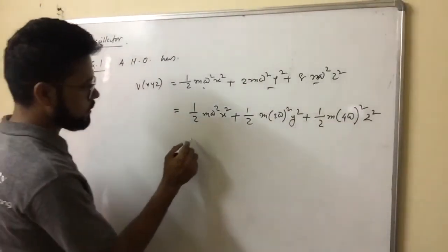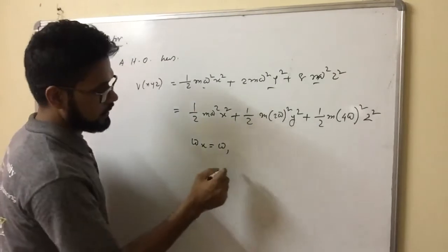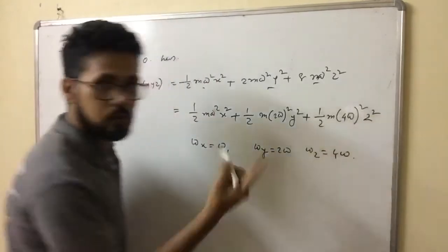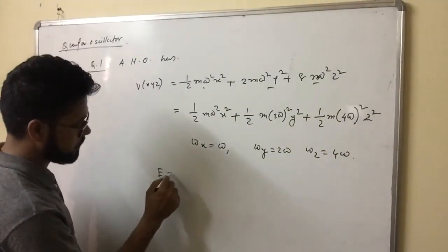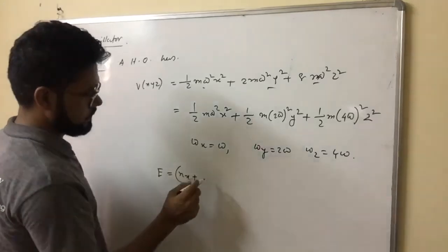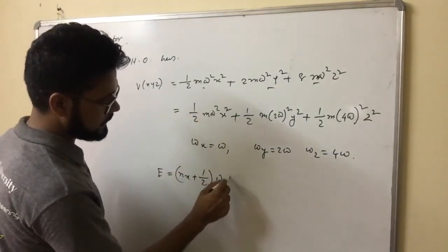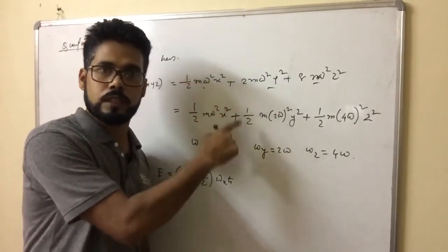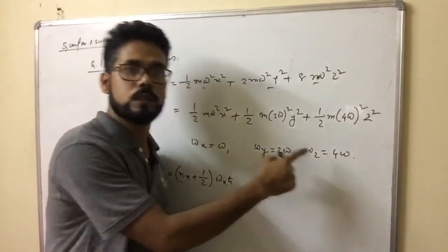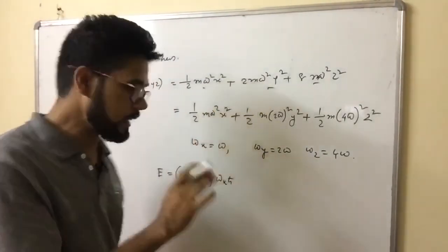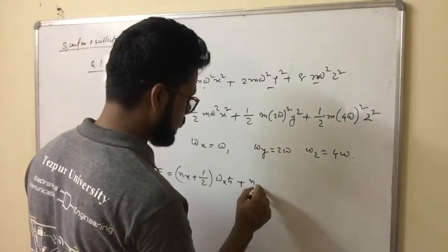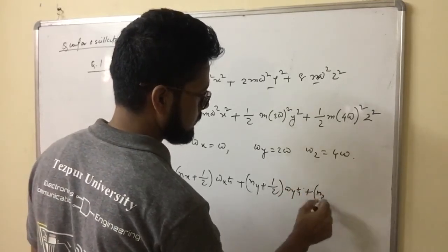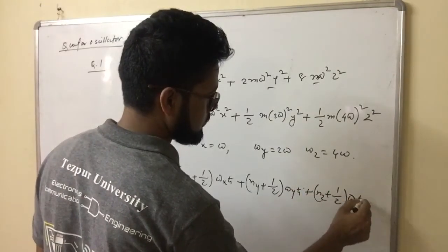So omega x equal to omega, right? And omega y equal to twice omega, right? Omega z equal to 4 omega. Now nothing to do, just remember the formula. (nx plus half) h-bar omega x. What you can understand is that this is an anisotropic harmonic oscillator. Why? Because omega x is not equal to omega y, not equal to omega z. Okay, so it will be (ny plus half) h-bar omega y plus (nz plus half) h-bar omega z.